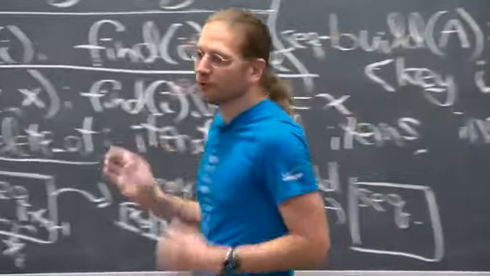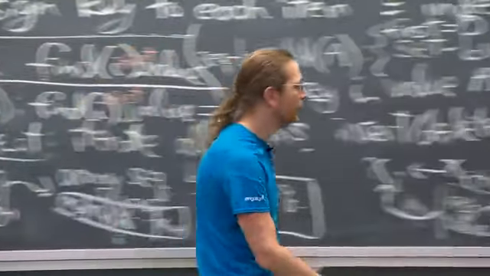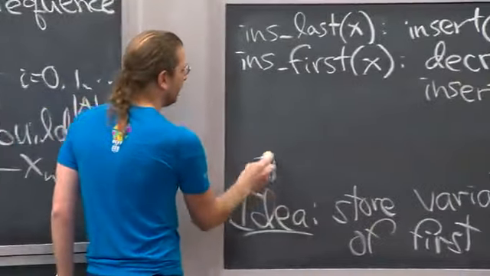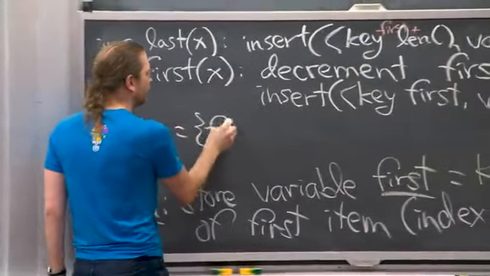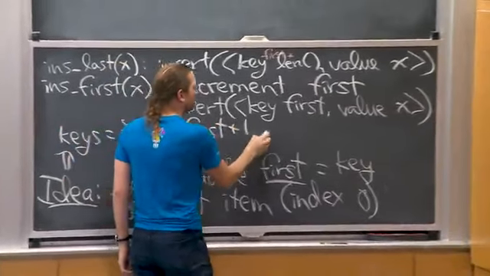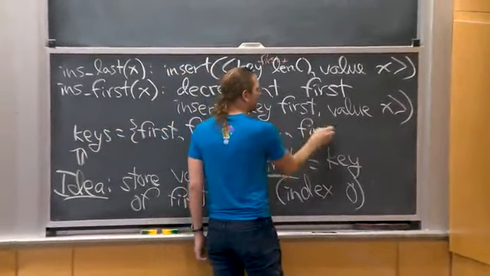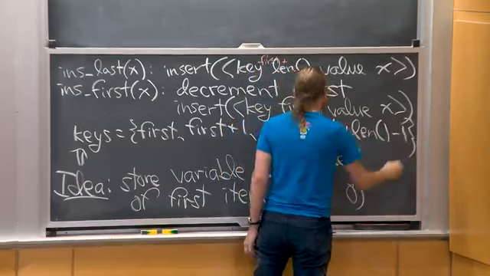We have no idea where first will be. It depends how many operations you've done, how many inserts at the beginning, and so on. But the keys will always be first to first plus length minus 1. This is what we call an invariant.